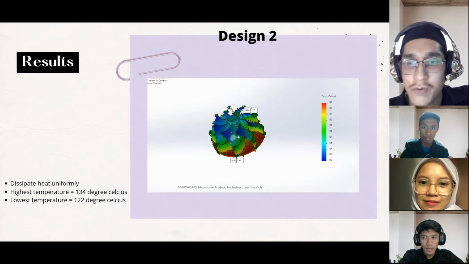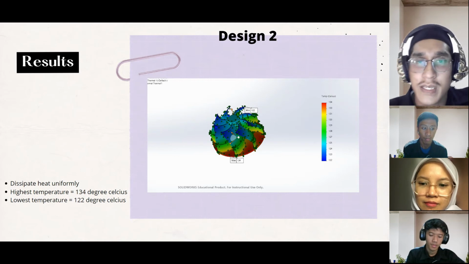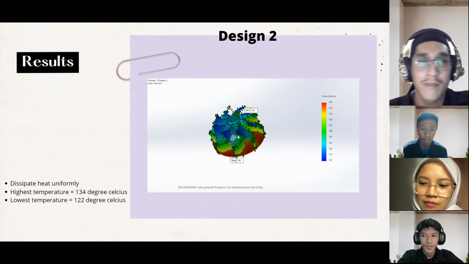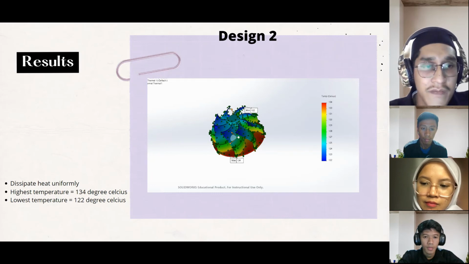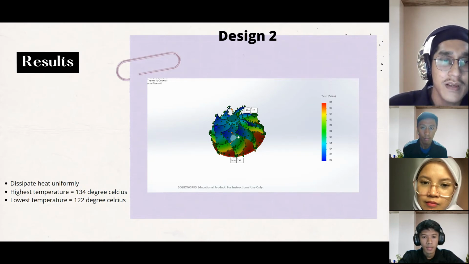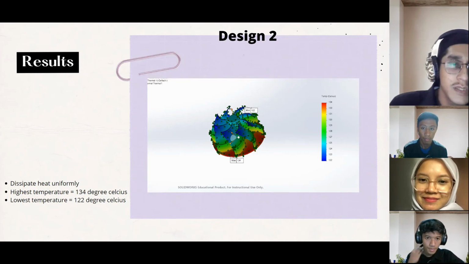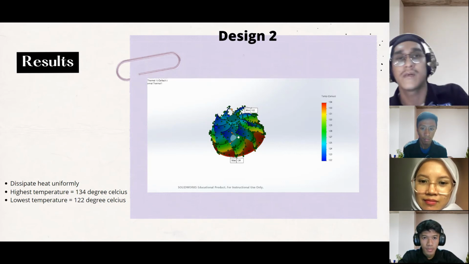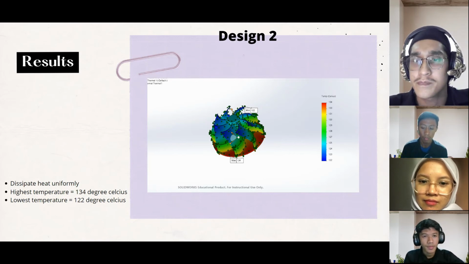Next we move to design 2. Design 2 also dissipates heat uniformly, as you can see from the color gradient in the figure that I attach here. But the difference is in the highest and lowest temperature. The highest temperature of this turbo fin is 134 degrees Celsius, which is higher than design 1. And the lowest temperature is 122 degrees Celsius, which is also higher than design 1. That's all. Now I will pass to Azrul Hakim.